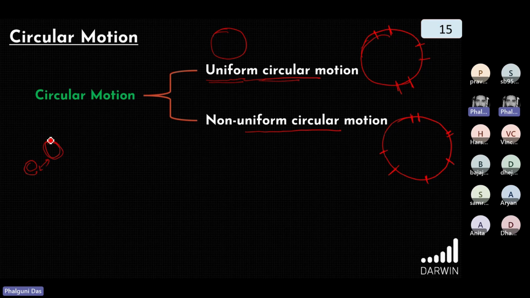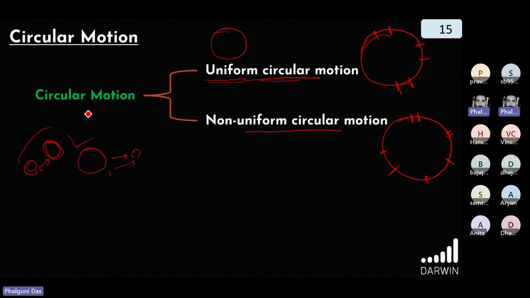If we consider just the moment the switch is on, that is also non-uniform circular motion. If the fan was moving at a constant speed and I switch it off, in that case the motion is retarded, right? It was moving and then comes to rest. During that interval, it also falls under non-uniform circular motion, because its speed started to decrease. When the switch is on, its speed starts to increase. When the switch is off, speed starts to decrease.